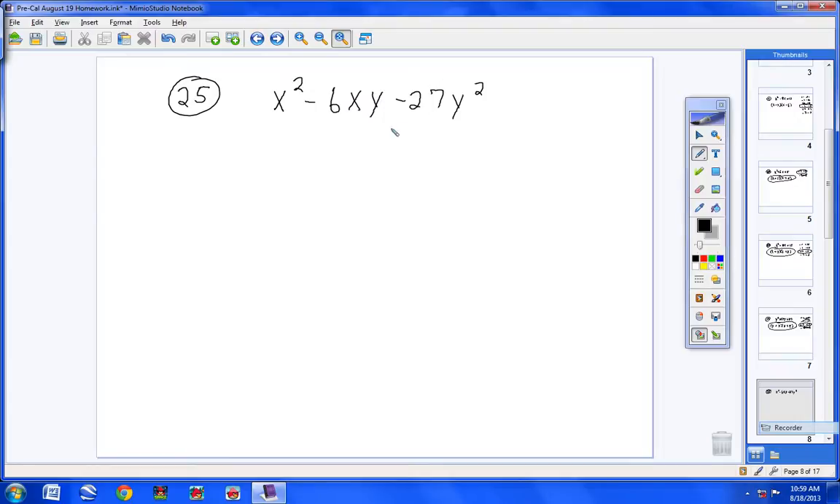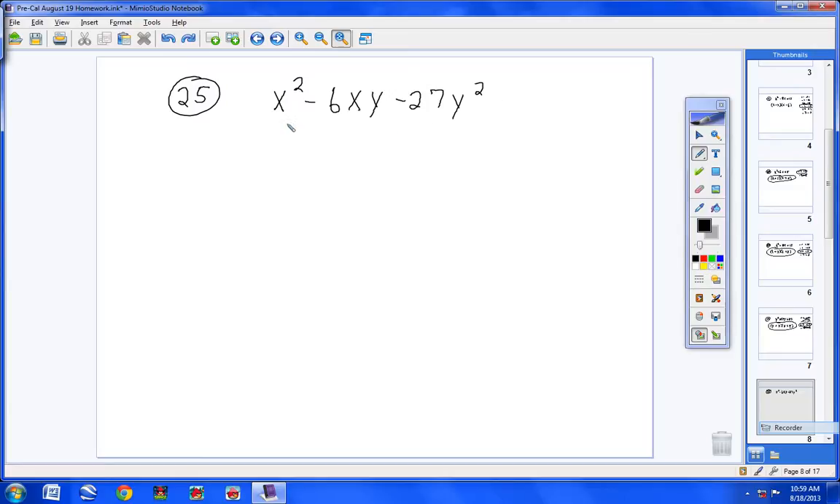All right, number 25. Finally something a little different. Step 1, pull out what's common. Well, I've got a 1, a 6, and a 27. There's really no coefficient you can pull out. However, look at this. Oh, you know what? I can't pull anything out. I thought I had x's, but I don't. I've got an x in this term, an x in this term, but no x in this term. I have a y in this term, a y in this term, but no y in this term. So I can't pull anything out.